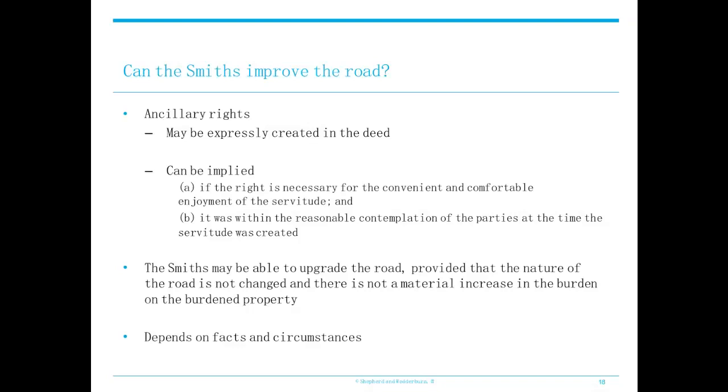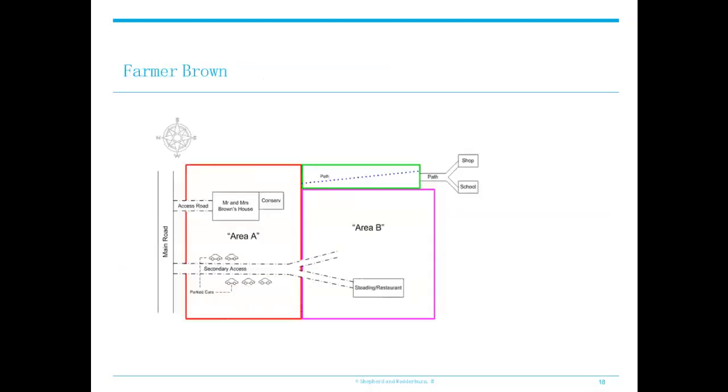There have been cases where the benefited proprietor has been allowed to put hardcore or gravel on an existing road surface, which did not increase the width of the road or materially change its height, or to put a metalled surface on the road where this was reasonably necessary for the purpose of exercising the servitude right granted. So in the Smith's case, it really depends on the purpose of the servitude and the underlying circumstances.